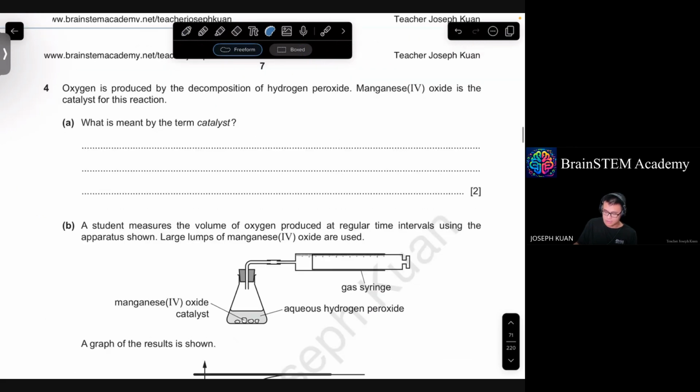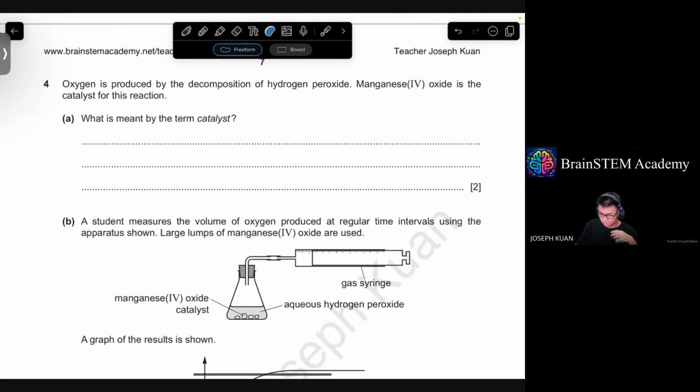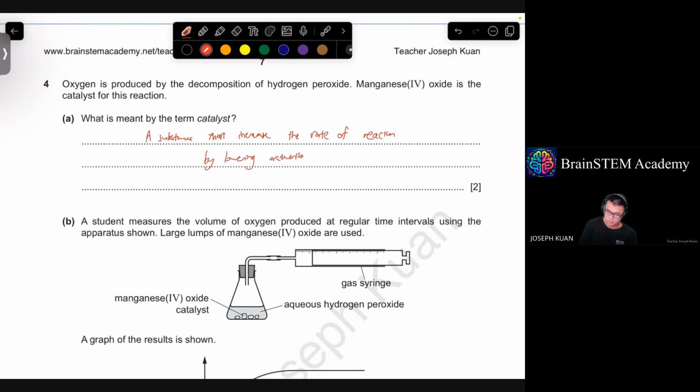Next question. Oxygen is produced by the decomposition of hydrogen peroxide. Manganese(IV) oxide is the catalyst for this reaction. What is meant by the term catalyst? It's a substance that increases the rate of reaction by lowering activation energy, or you can say that it remains chemically unchanged at the end of the reaction.